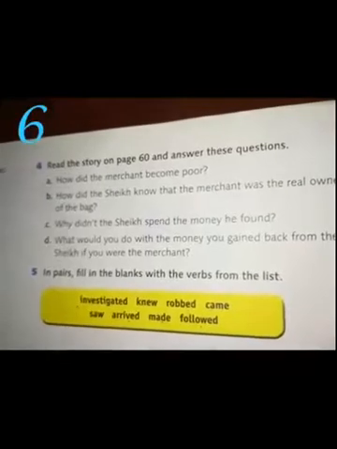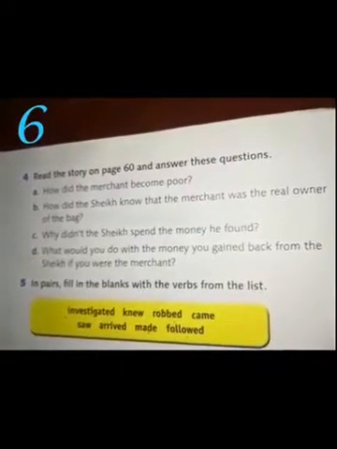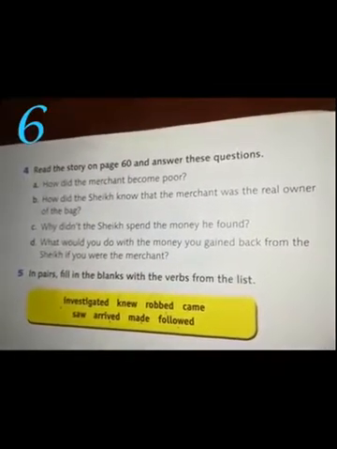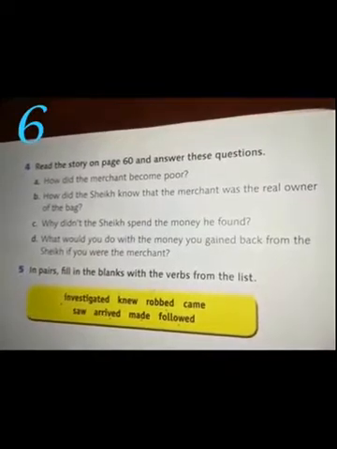Let's move to exercise number 4. Let's start with A. How did the merchant become poor? The merchant became poor because business was bad and he had to sell everything he owned. B. How did the sheikh know that the merchant was the real owner of the bag? Because the merchant described the bag correctly. C. Why didn't the sheikh spend the money he found? Because the sheikh knew that someday he could return the bag to its real owner.